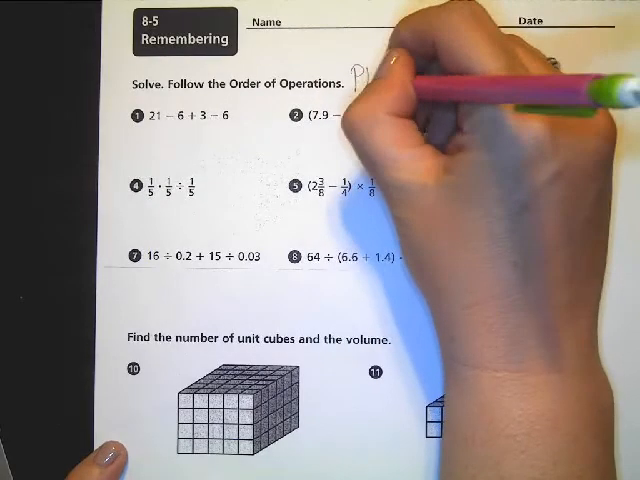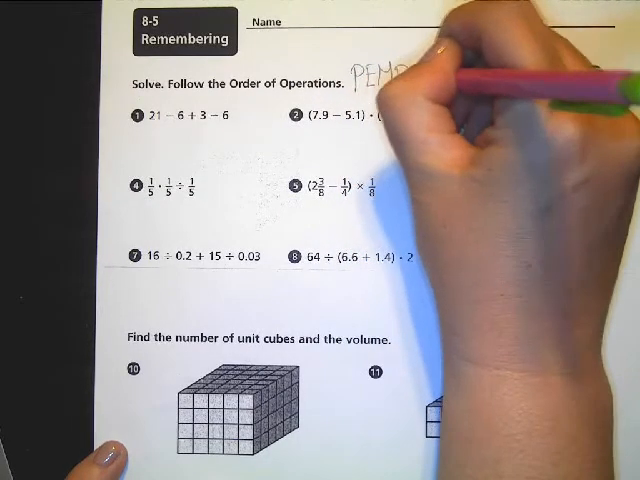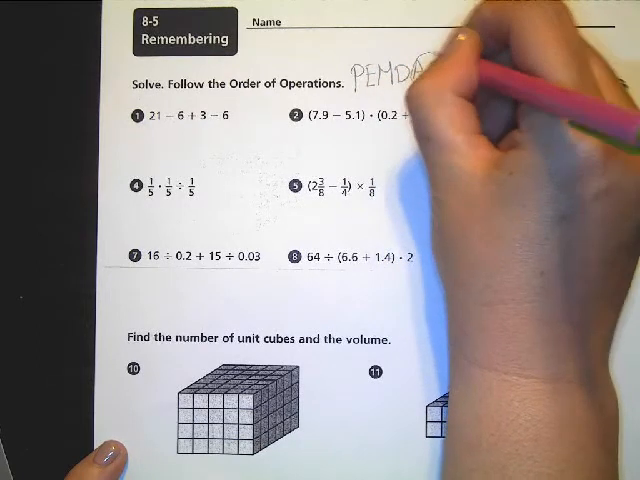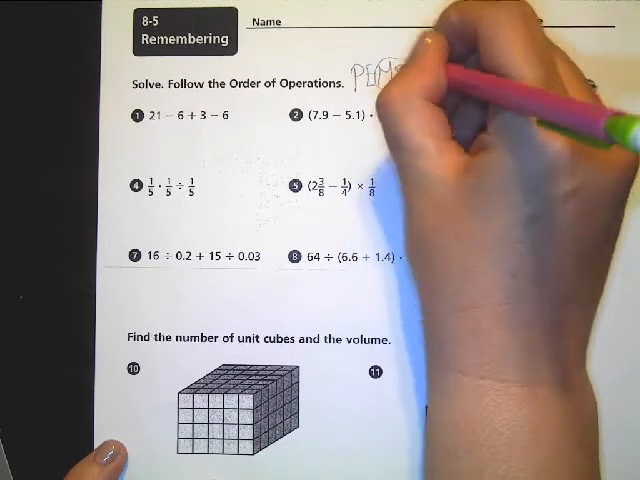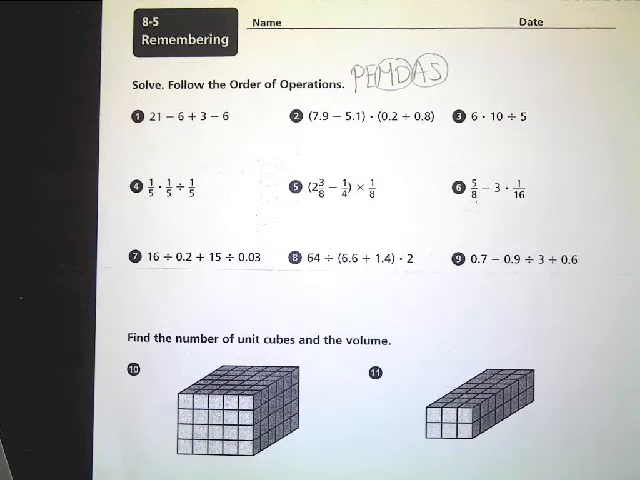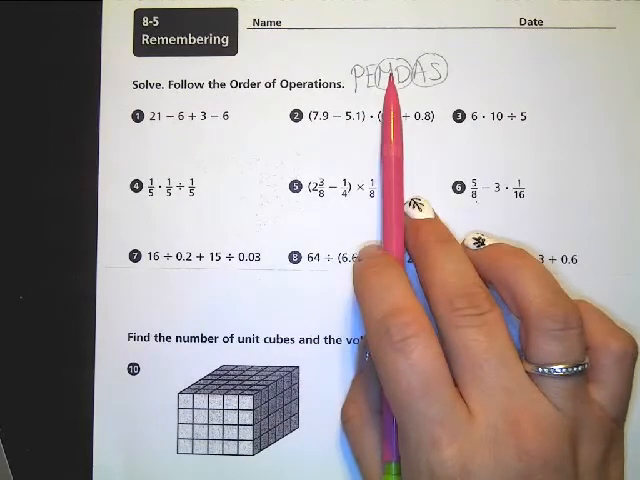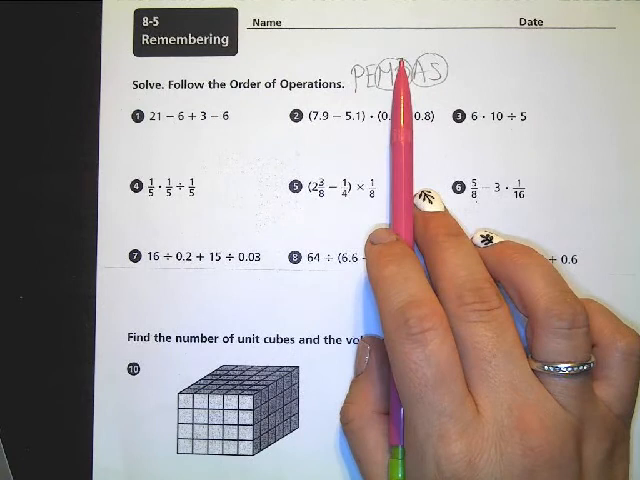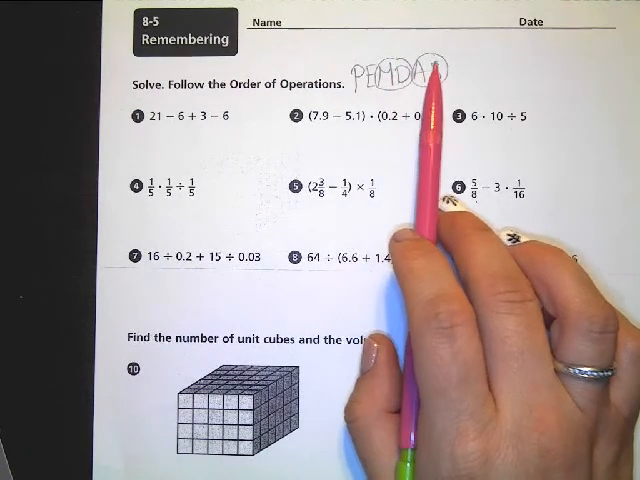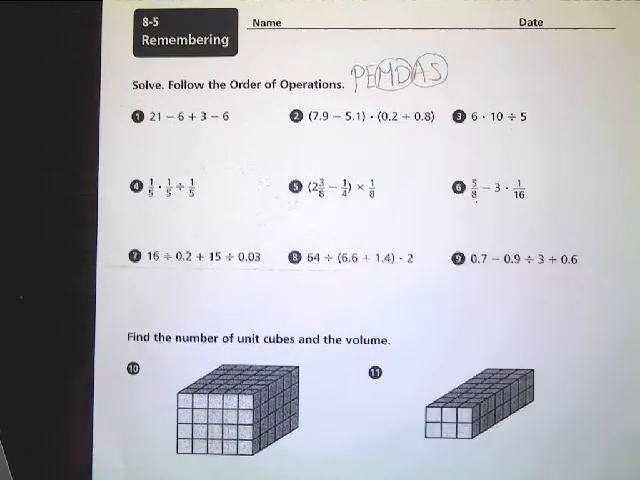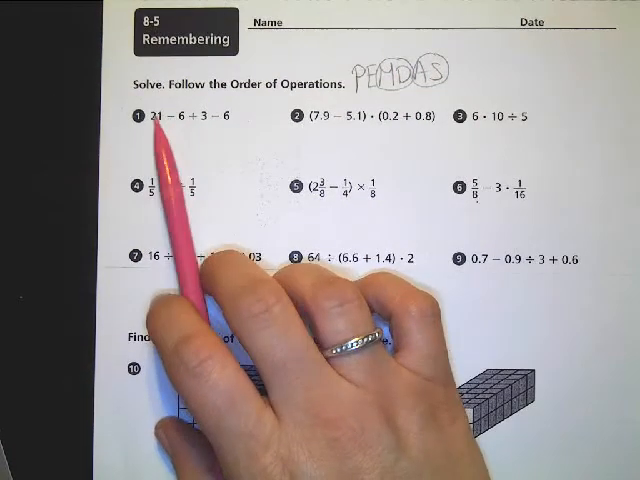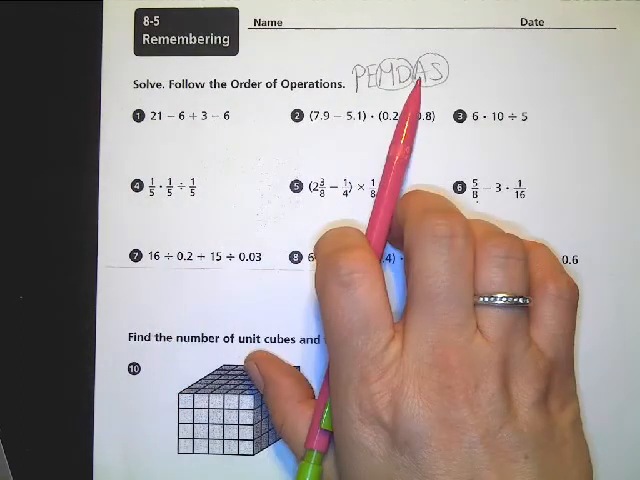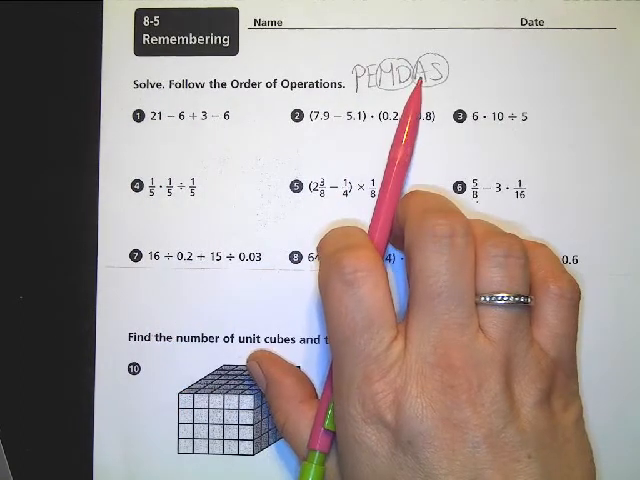But this will be so helpful too if you'll go to the remembering side. The order of operations feels like forever since we've done that, but it hasn't been forever. Everybody needs to write PEMDAS. Don't forget that the addition and subtraction are connected and multiplication and division are. So when it comes to the M and D, you're going to do whichever one comes first, left or right. Same with the addition and subtraction, left and right.